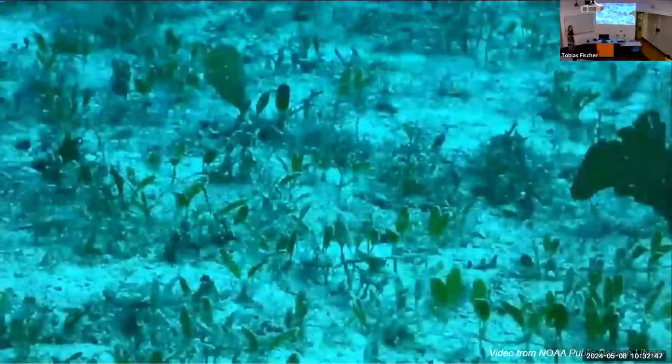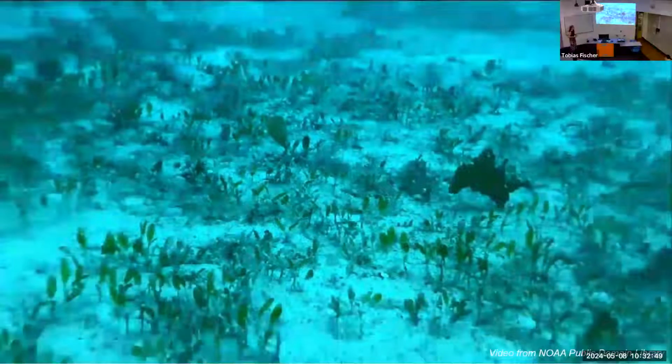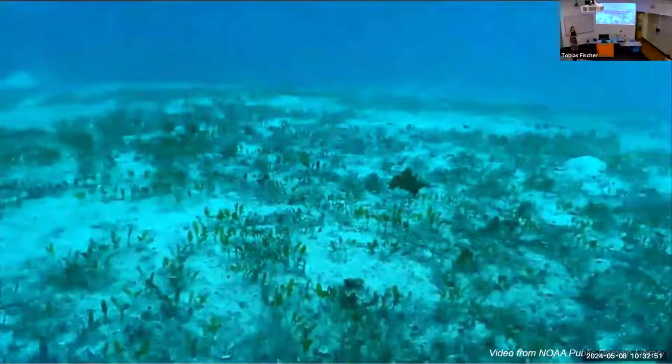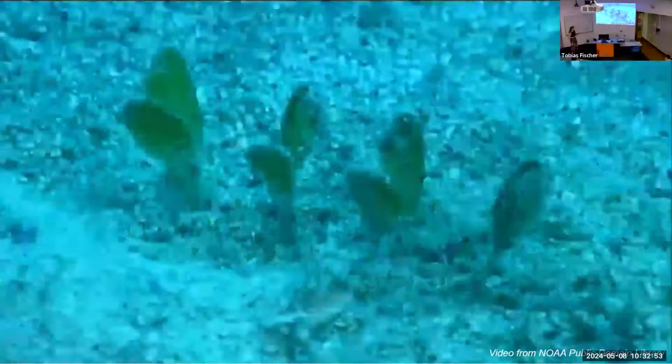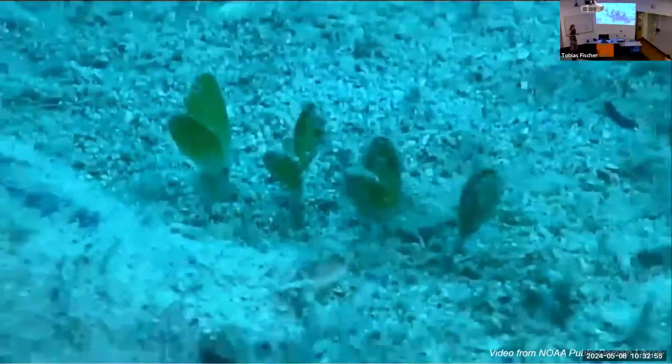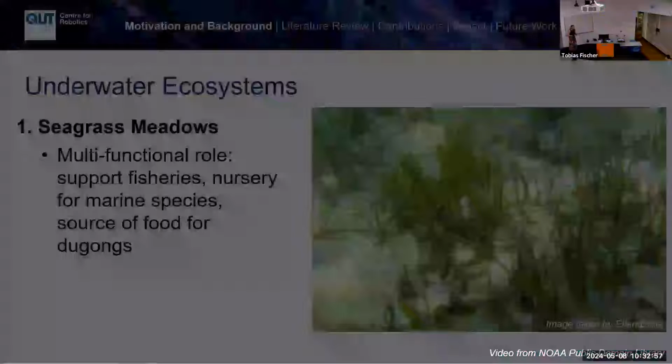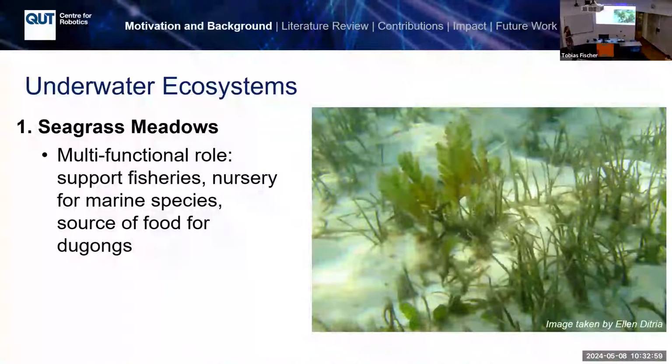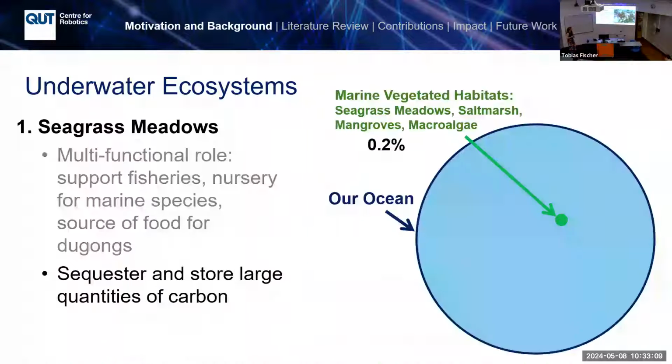So the first coastal ecosystem we consider in this thesis are seagrass meadows, which are comprised of marine flowering plants which grow in the seafloor. Seagrass meadows are important for the range of multifunctional roles which they provide. They're important for supporting fisheries, they act as a nursery for marine species, and they're also an important source of food for dugongs. Seagrass meadows are also critical for their ability to sequester and store large quantities of blue carbon.